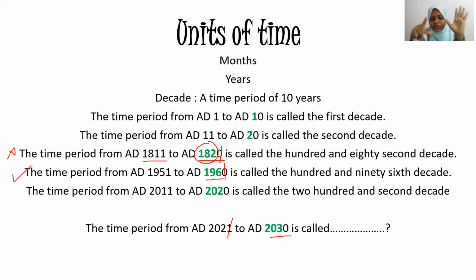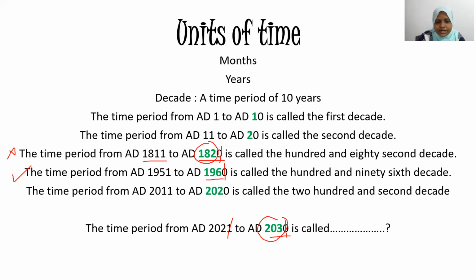Okay, now shall we start counting? If you really have a doubt, we'll solve the problem here itself. 2021, 22, 23, 24, 25, 26, 27, 28, 29, 30. 10 years, right? So 2030. After you write 2030, cut the 0, then it's 203rd decade. So your answer has to be 203rd decade.